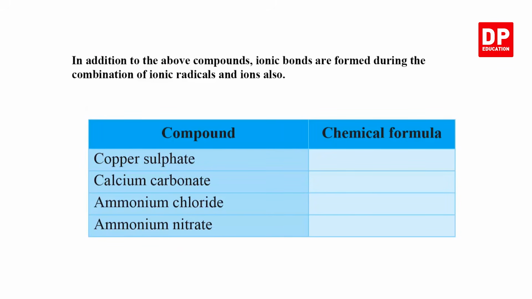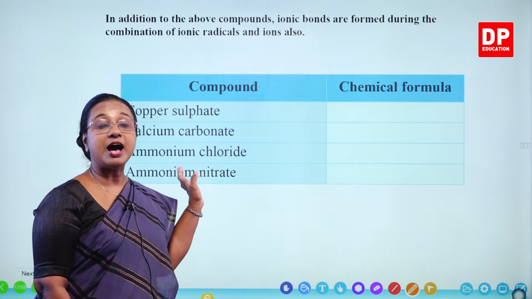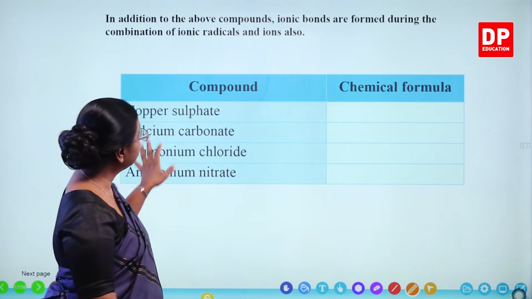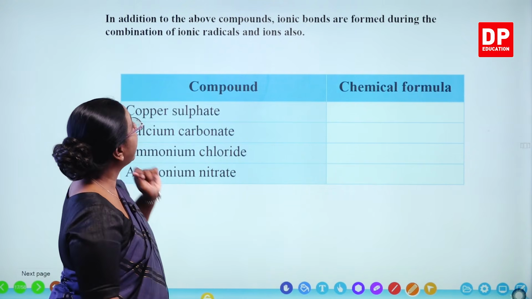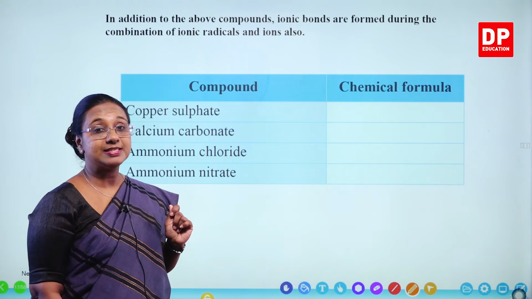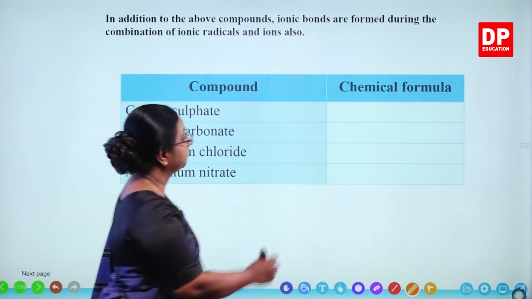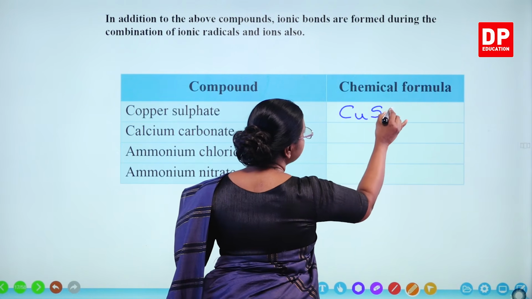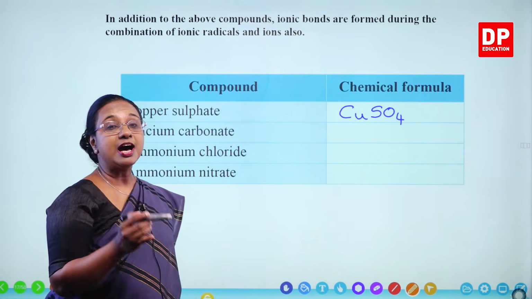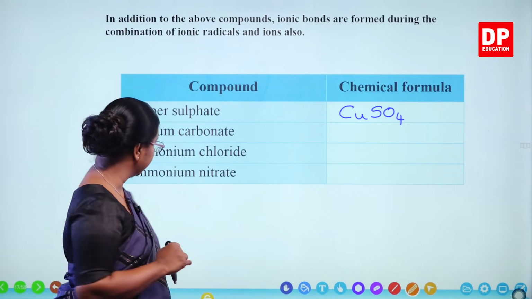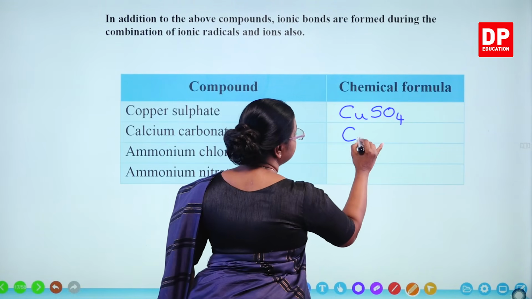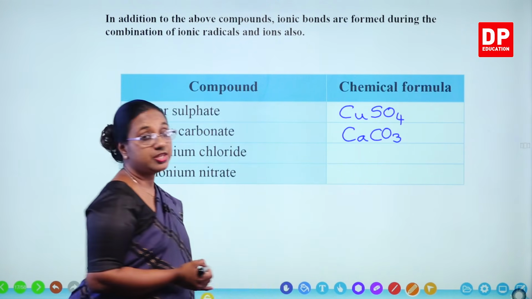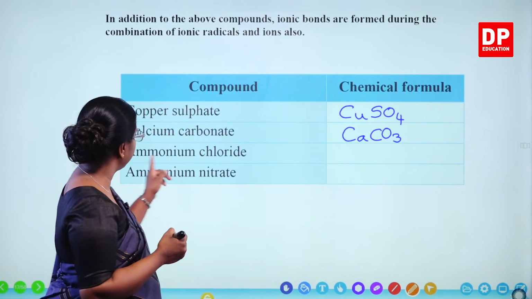With that, I will move on to the next slide. In addition to the above compounds, ionic bonds are formed during the combination of ionic radicals and ions also. What we discussed before were ions of atoms, but here there are some examples where ionic radicals or polyatomic ions are involved. Copper sulfate, you know the chemical formula, CuSO4. Their sulfate is SO4 2 minus. Calcium carbonate, CaCO3. So CO3 2 minus is the radical carbonate.